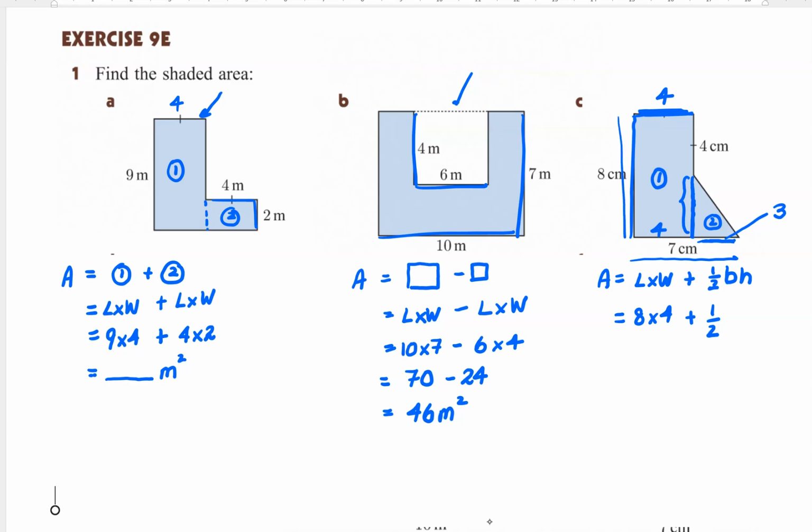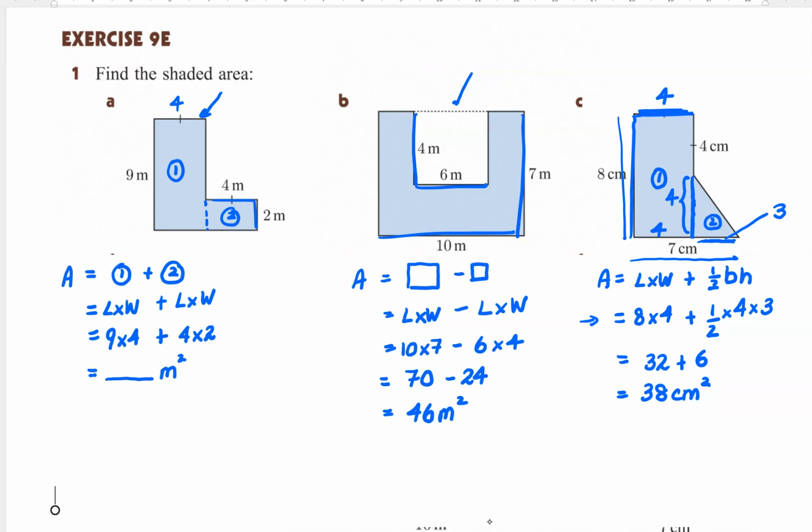The whole thing is 8, but you've used up 4 right here. Lots of diagrams. So 4 plus what gives you 8? That has to be 4 as well. So it's going to be a half times 4 times 3, or times 3 times 4, that's okay. So 8 fours are 32, and that's going to be 6. Again, you could just put that straight in your calculator and go straight to the answer of 38 centimeters squared.